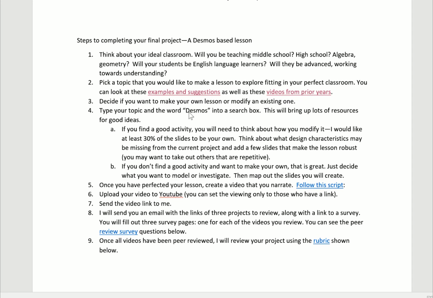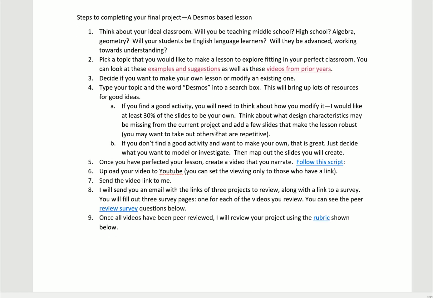So, as I said, type the word Desmos into the search box along with the topic that you want to look up. If you do use someone else's, I want you to have at least 30% of the slides be your own. So if you have 10 slides, then add 3 of them. If you have 5 slides, add 2.